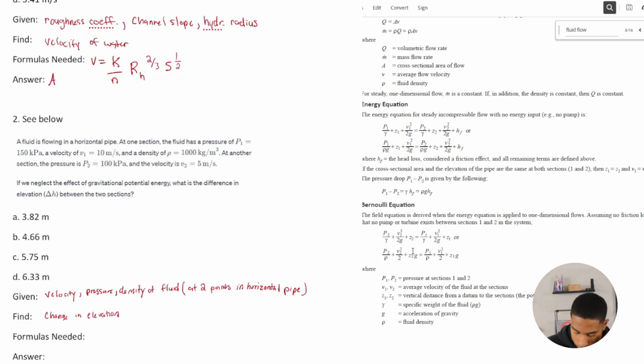So we have P2, that's the section part 2. We also have the velocity of part 2. Do we have this value? What is that value? That's the fluid density. So the fluid density is 1,000 kilograms per meter cubed, so we do have that information. Do we have gravity? We should. Gravity is 9.8 meters per second squared.